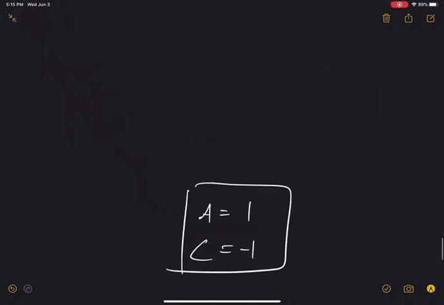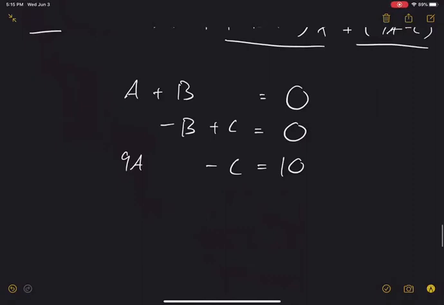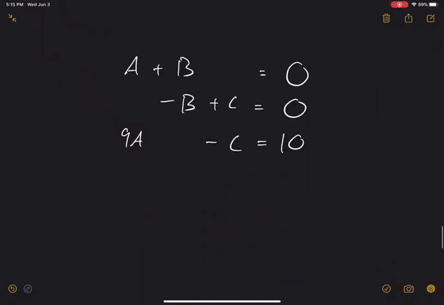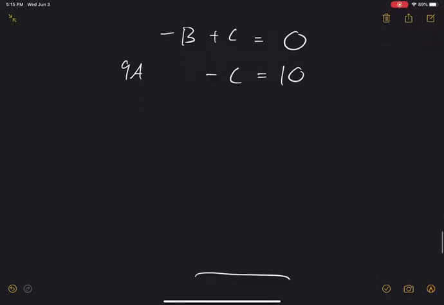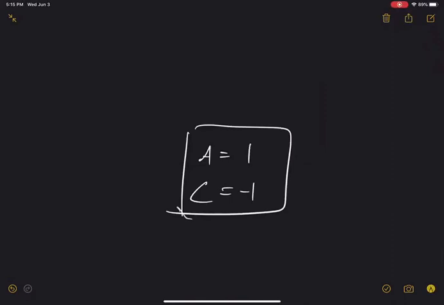So now I know what a and c are. Now let's look at our bank of equations again. I know what a and c are, so let's solve for b. I know what a is, so I can figure out what b is from this first equation. If a is 1, then b has to equal -1 as well.